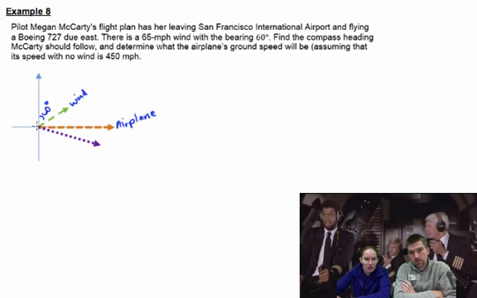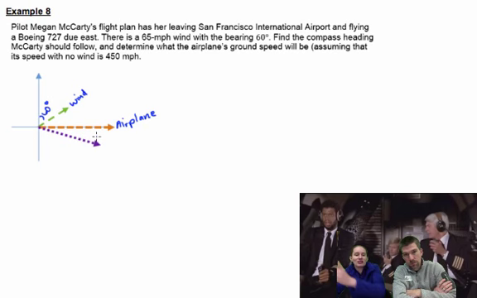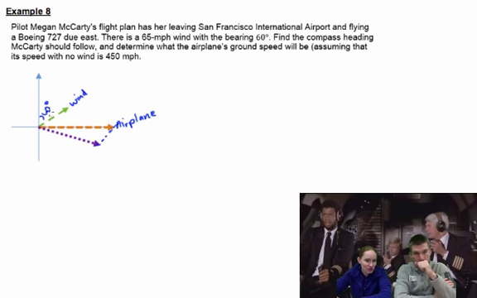So she is supposed to be flying due east. But if the wind is blowing this way, the plane actually has to tilt to go this way, in order to, when the wind hits her, the wind is going to move her so that she's actually going due east. So we need to figure out what this angle is. They tell us the wind is 65 miles per hour, and that the plane speed with no wind is 450.